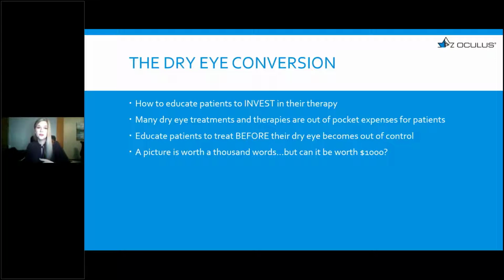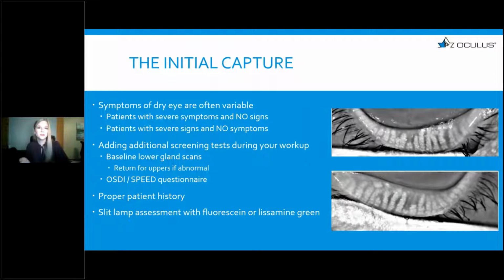And lastly, I want you to think about a picture is worth 1,000 words, but do you think a picture could be worth $1,000, right? So whenever I talk about dry eye to my patients, they don't really know what I'm talking about. If I say SPK or issues with their cornea or your meibomian glands, they don't know what that is. If you can show them a picture of their cornea and the staining on their cornea, if you can show them a picture of their glands and the atrophy, they're more likely to invest in their treatment when they realize what actually is going on.